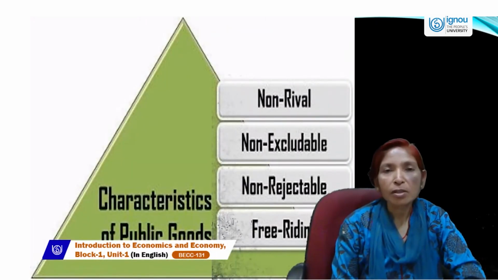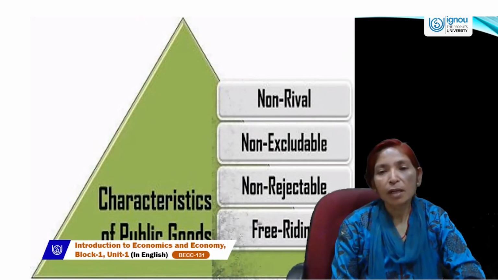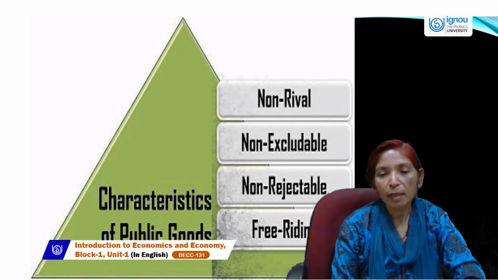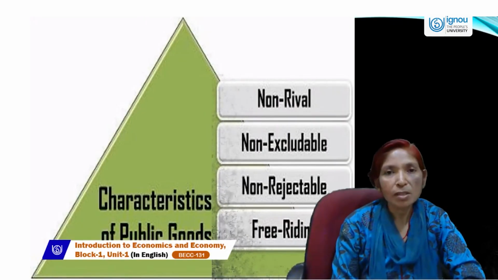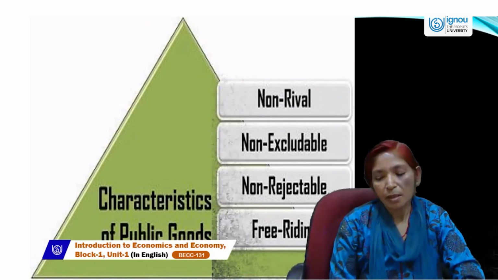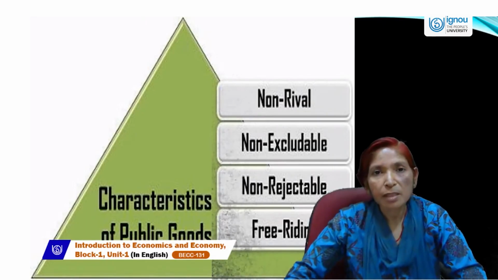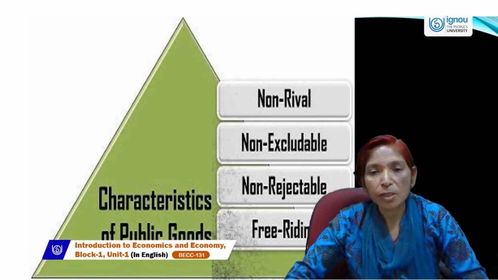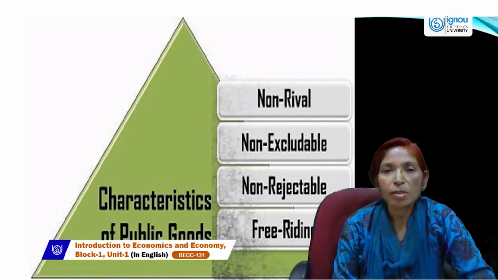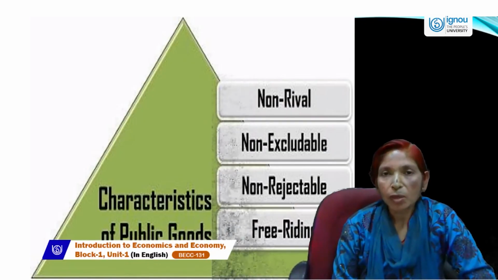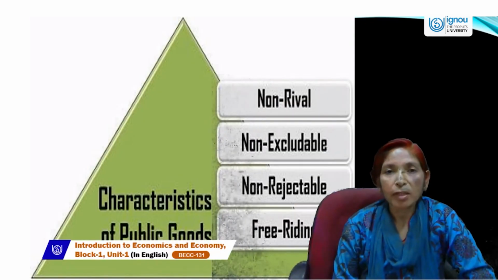Next is the features of public goods: non-rival goods, non-excludable goods, non-rejectable goods, and free riding. These are the main four features of public goods. Public goods are non-rivalrous. It means there is no competition to use these public goods, and each and everyone can use public goods. Non-excludable: you can't exclude anyone from getting benefit from using public goods.